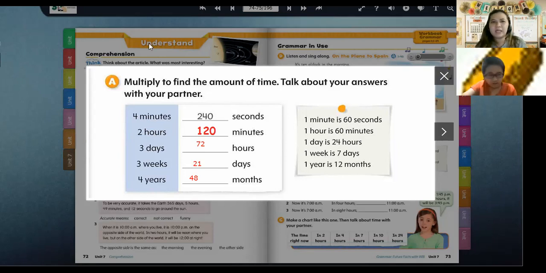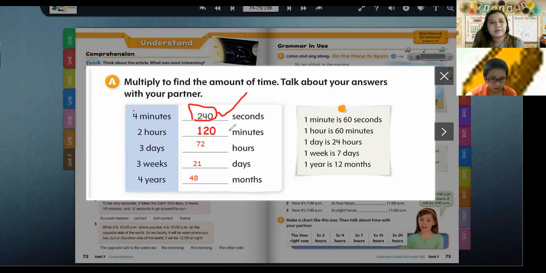So how did you get this answer? What did you multiply to 4? I used 60 multiplied by 4. That's correct. 60 multiplied by 4, so that's 240. That's correct. How about here?